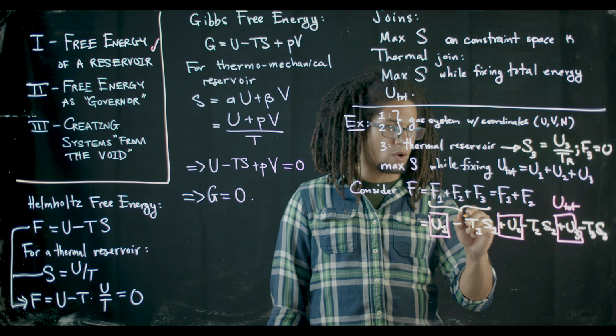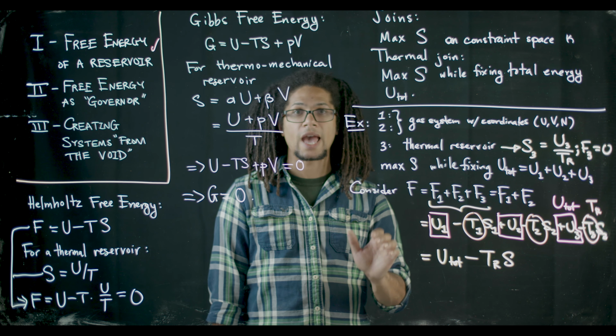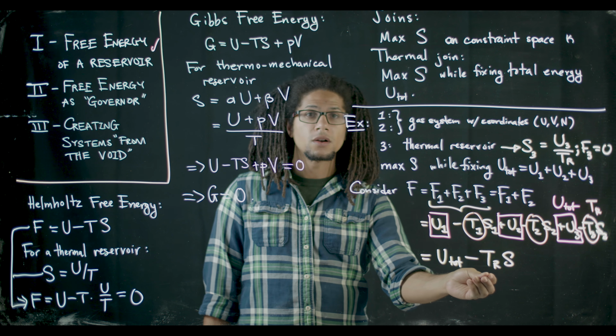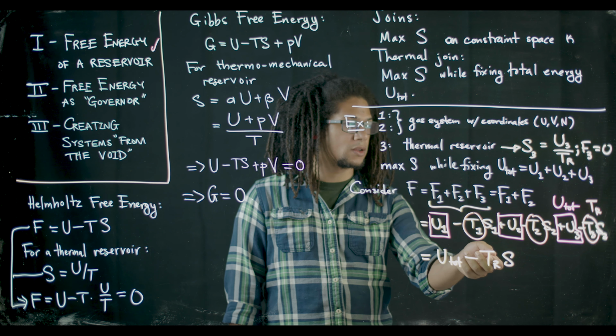So now we can significantly reduce this equation. We see that this is equal to U total minus TR times S1 plus S2 plus S3, but that's just S total. So I'll just say S. But now look at this. U total is a constant on our constraint subspace kappa. TR is whatever the temperature of the reservoir is at the final point.